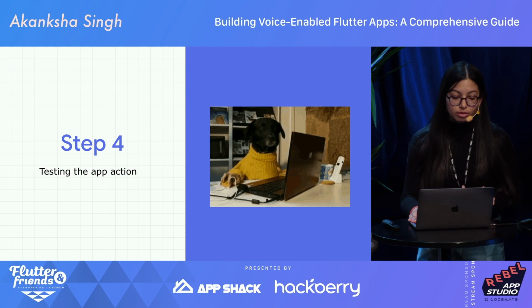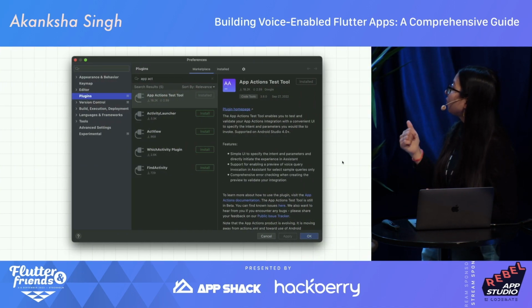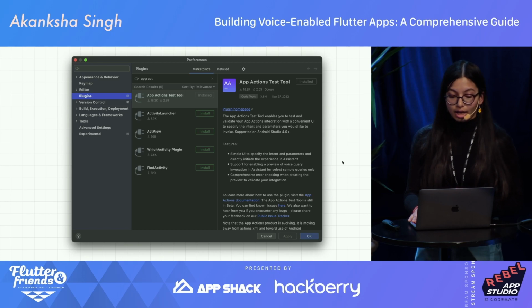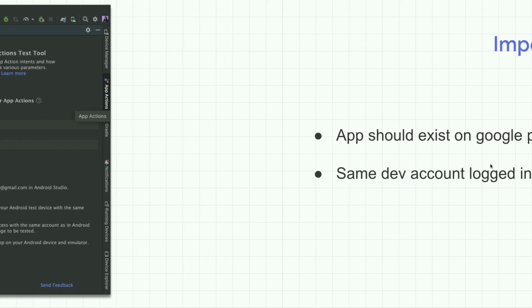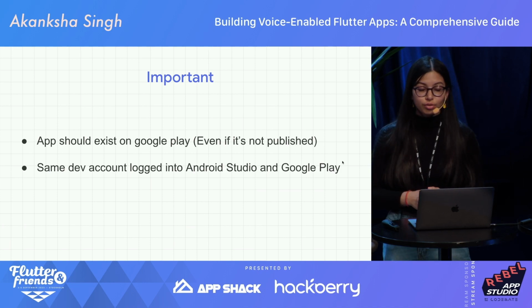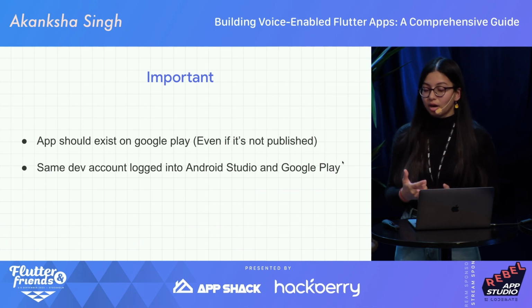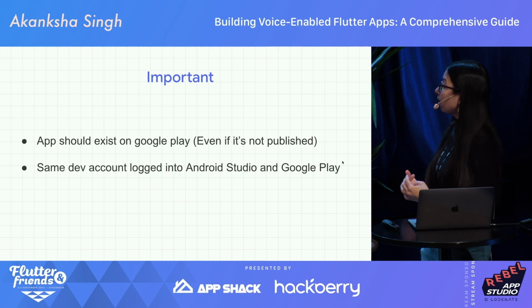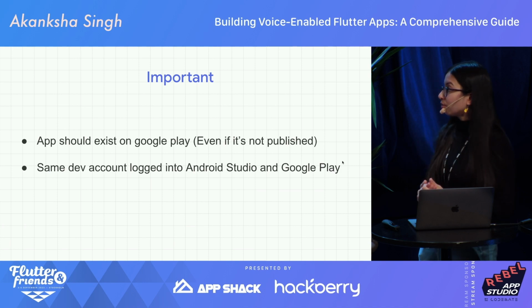And now that you have created that, you can test your action. For testing, you need to have this App Actions Test Tool, and you can get it from here. The App Actions Test Tool looks something like this. For using it, the important thing is that your app needs to exist on Google Play Store. Even if it's not published, you can put the release version there, and you can use that. So before testing, you need to do that.